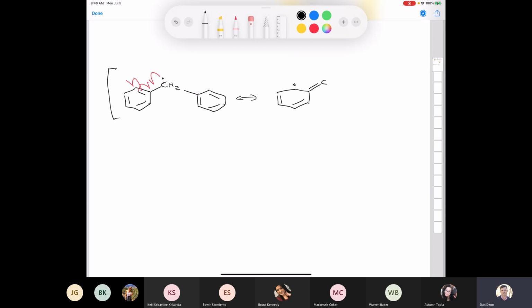Sorry, there's a mistake here. Just let me double check something quickly. Yeah, I thought I had an extra hydrogen there, so there we go. So let me just fix this up here. Move that. There we go, like that. So then we have this, like this. And then you can just keep moving the radical around.